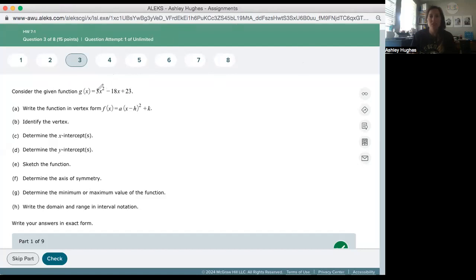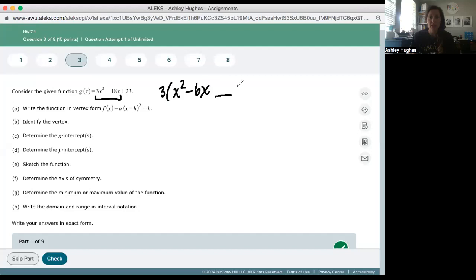So it says we're given this function 3x squared minus 18x plus 23, and we want to turn it into this vertex form here. So I need to factor out what these two have in common. And so I'm just going to factor out from this 3 and the 18. I'm going to factor out a 3 because 3 goes into 3 and 3 goes into 18. So I have x squared minus 6x.